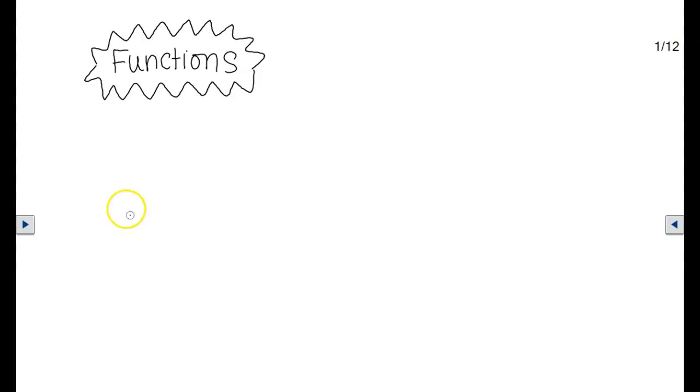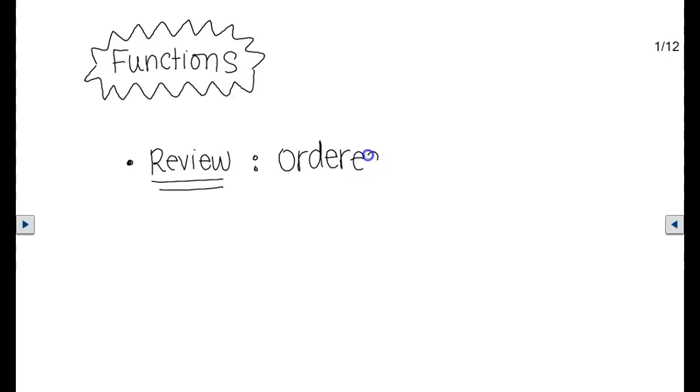Now, in order to talk about functions, we have to start with a little bit of review. And what we need to review is the idea of an ordered pair. Okay, now you have dealt with ordered pairs for many years now. And what you know is that when you have an ordered pair, it will come to you wrapped in a set of parentheses. And inside of those parentheses, there will be two numbers, and those two numbers will be separated by a comma right there in the middle.